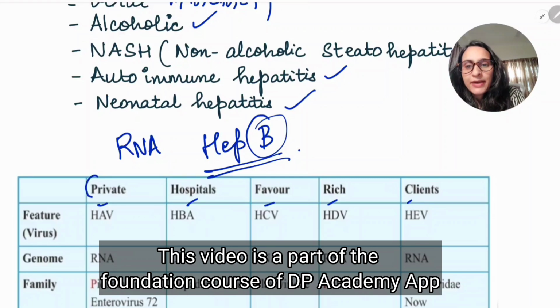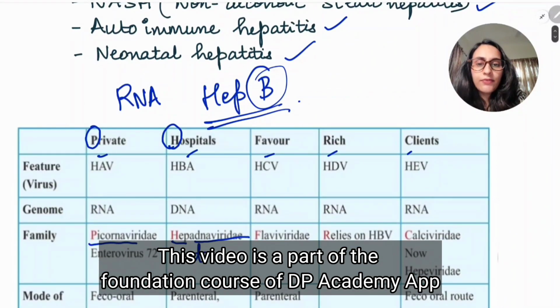So P for private. Hepatitis A is in the picornaviridae family. Hepatitis B starts with H, it is hepadnaviridae. Say hepadnaviridae, DNA, the word DNA is there. So it is hepatitis B that has a DNA virus. Apart from that, all the hepatitis are RNA viruses. Then favors, F for flaviviridae family.